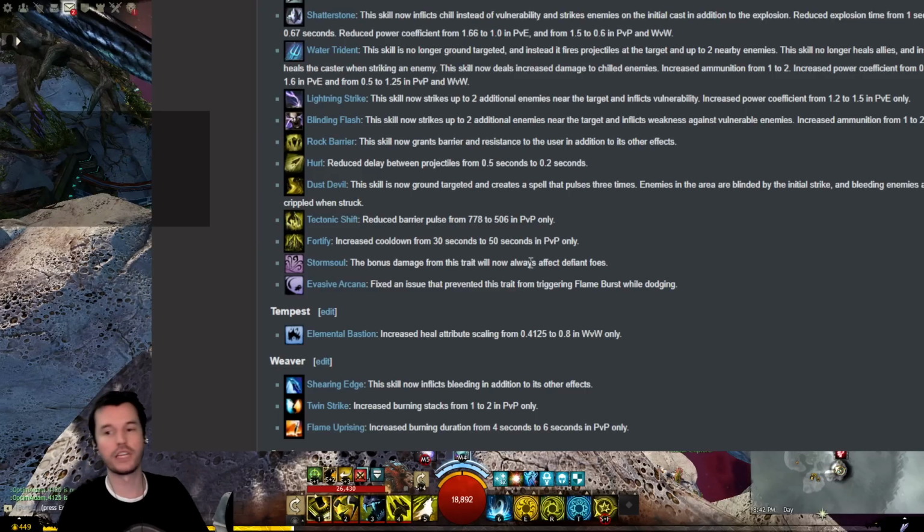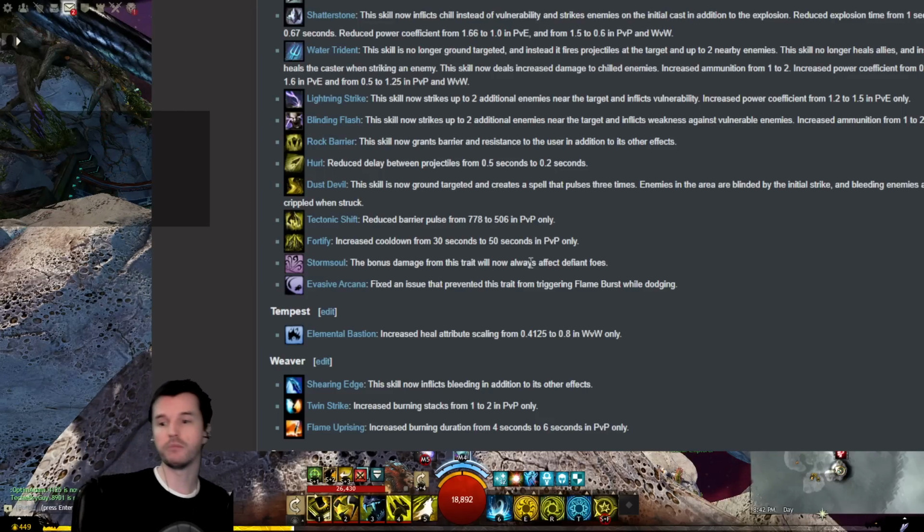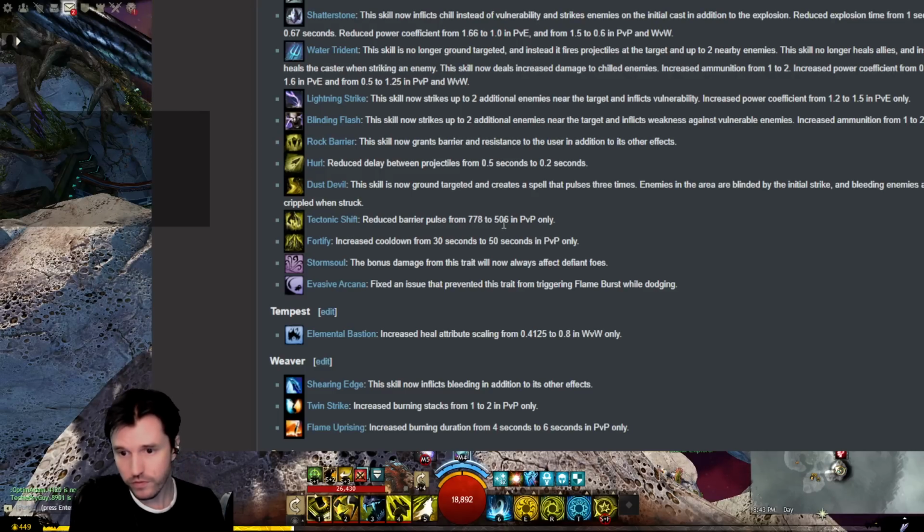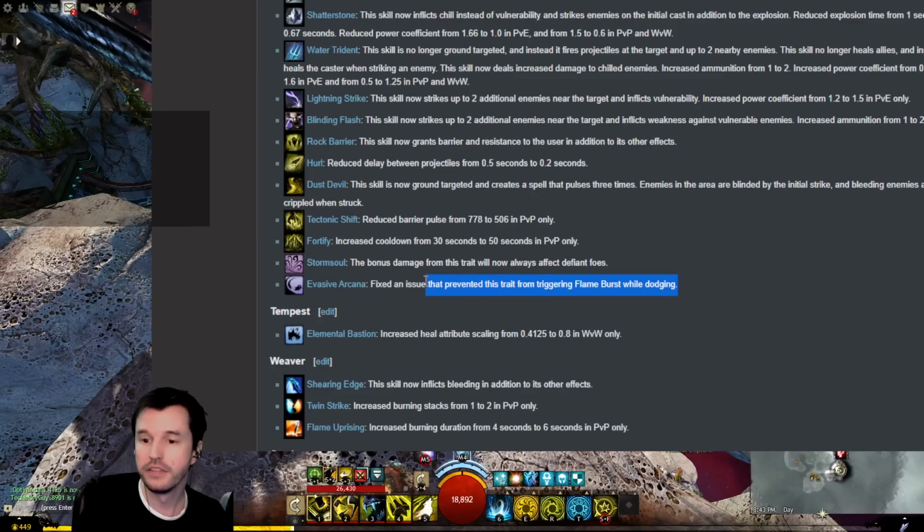A lot of the classes have traits that would go off when you would stun a target, and they were harder to use in PvE. There was a lot of them under the Warrior and Untamed categories, and they have made it so that these traits just simply always are an effect when you're fighting a Defiant boss, which is something that has a break bar, essentially. Evasive Arcana fixed an issue that prevented this trait from triggering Flame Burst when dodging. This was a long-standing bug that they said is now fixed.